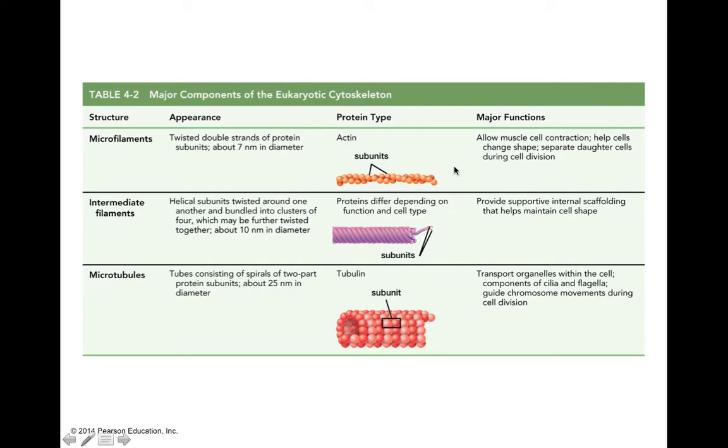Intermediate filaments are typically twisted around each other like a ball of wire or ball of string, and they're involved in the internal scaffolding that helps maintain the cell shape. So it's going to be found right underneath the cell surface generally. And microtubules, including something like tubulin, are involved in cell transport of organelles and also of the cell transport itself, because they're the components of both cilia and flagella. And last but not least, again, we're going to see this mainly when we talk about cell division, it's involved in binding to the chromosomes and pulling the chromosomes from one side or from the center to either side during cell division.